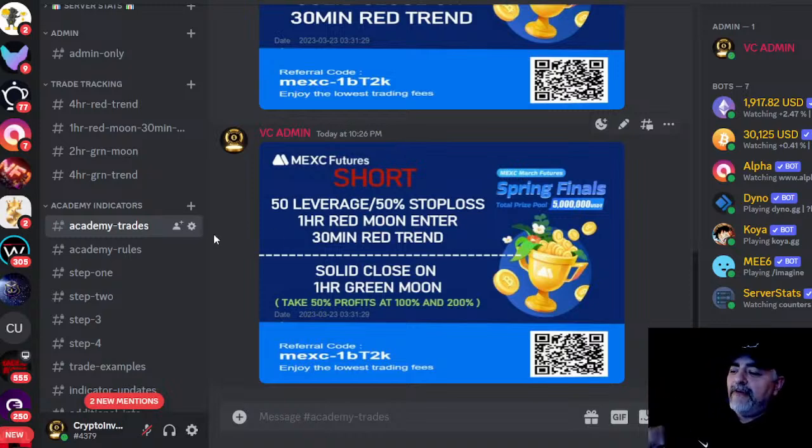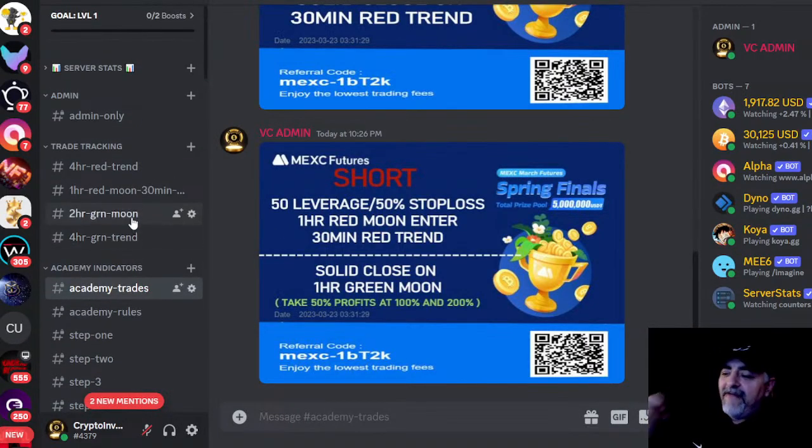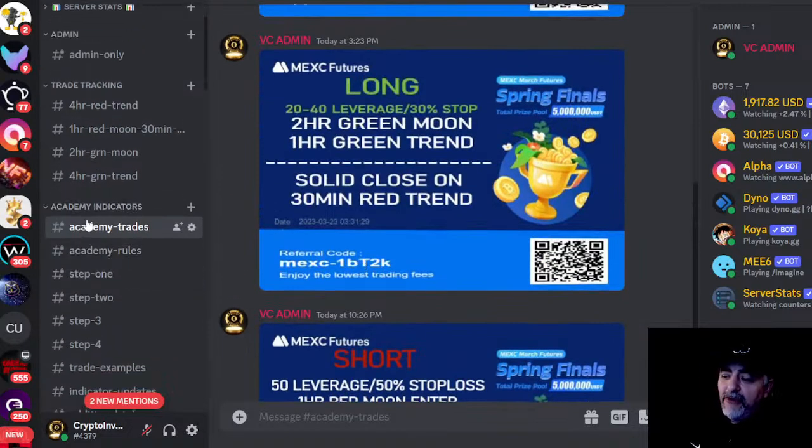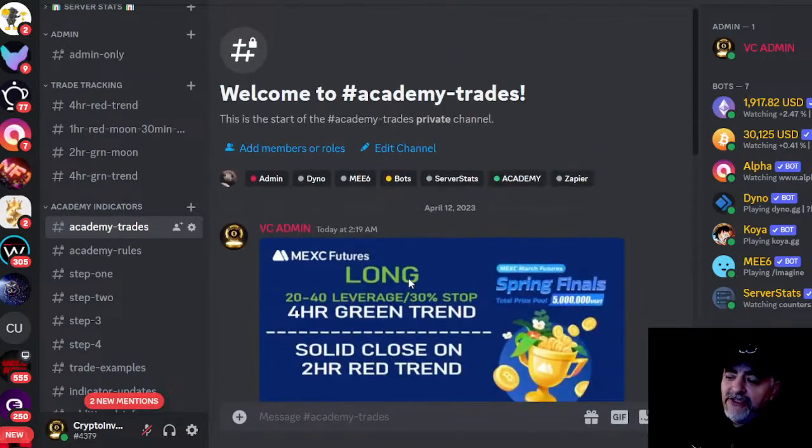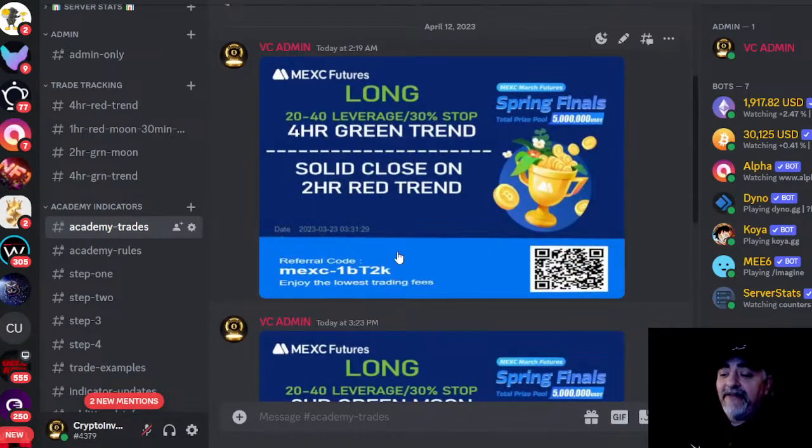Up inside the Discord is going to be something where we can follow trades. This is called trade tracking, right? And these trades here, when you go down to the Academy indicators, you're going to see Academy trades, right? Those are the trades you should be taking, and no other trades if they're not in here.